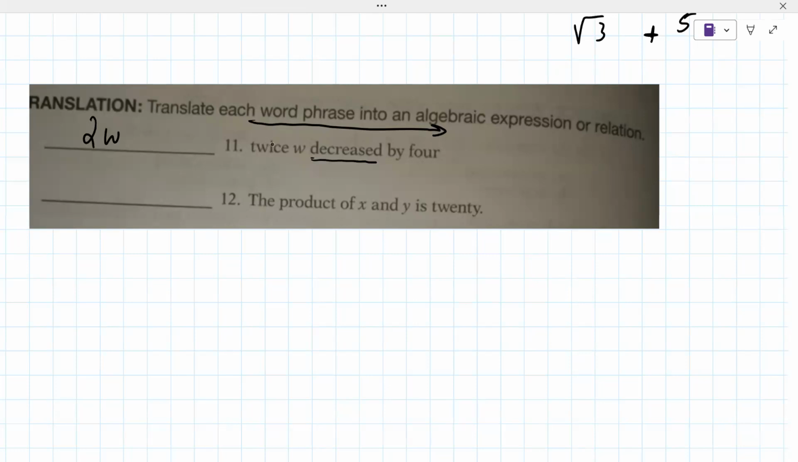Operation is decreased referring to? Subtraction. What number are we subtracting? 2 by 4. By 4.